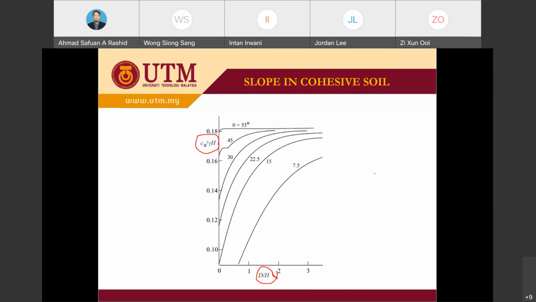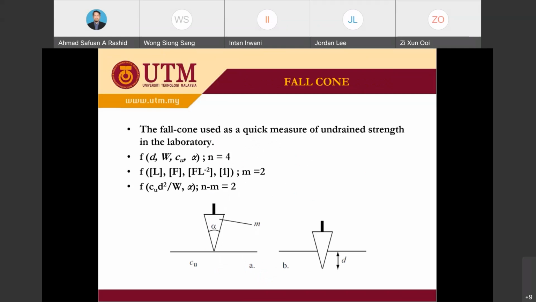Okay, so this is for the slope. Okay, so this is for a fall cone. The fall cone is used as a quick measure of undrained strength in the laboratory, where D is the penetration depth, W is the weight of the cone, Cu is the undrained shear strength of the soil, while alpha is the apex angle of the cone.